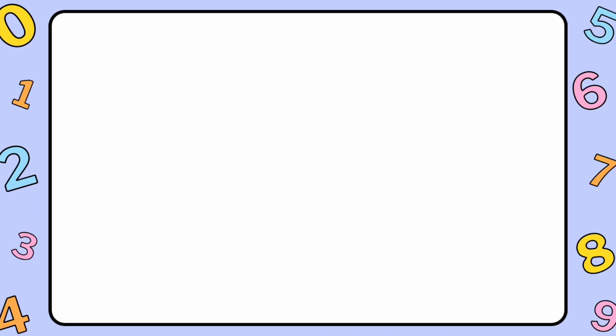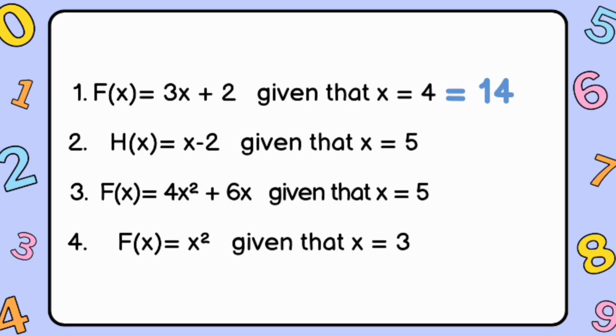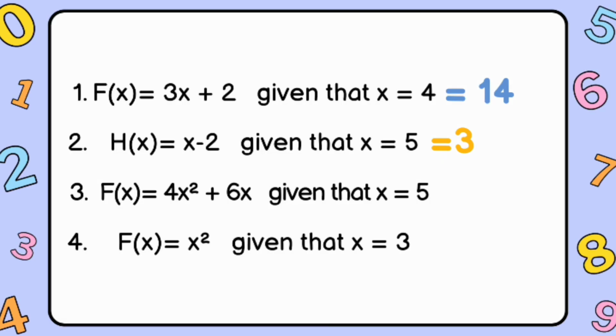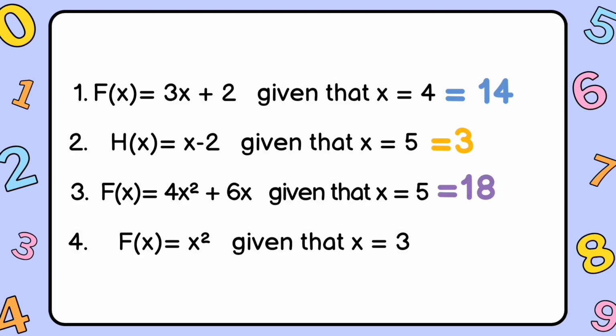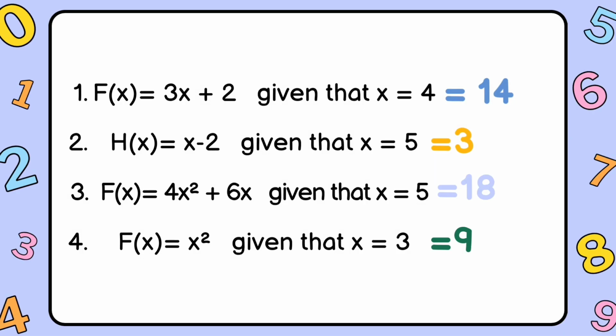Now, why don't we summarize our answers? For number 1, f of x equals 3x plus 2. Given that x is equal to 4, the answer will be 14. For number 2, h of x equals x minus 2. Given that x is equal to 5, the answer will be 3. For number 3, f of x equals 4x squared plus 6x. Given that x is equal to 5, the answer will be 130. And lastly, for number 4, f of x equals x squared. Given that x is equal to 3, the answer will be 9.